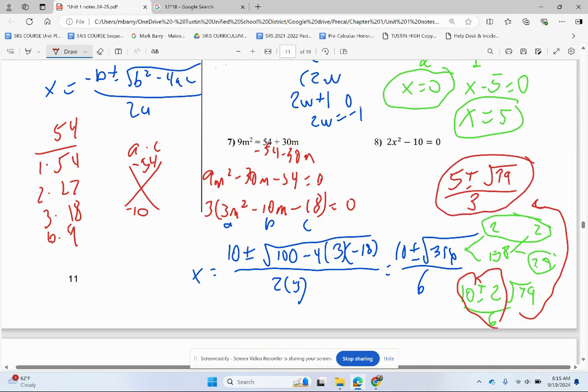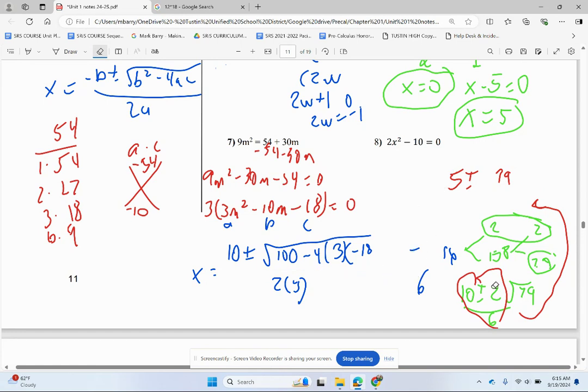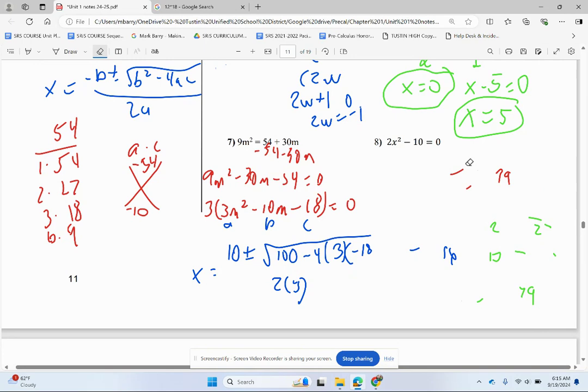You can see I still do get two answers here. You think of it as 5 plus radical 79 over 3, and then 5 minus radical 79 over 3. All right, awesome. So that one is done. You used the quadratic formula on number 7 because it didn't factor. Okay. Now, number 8 is actually another special case here.